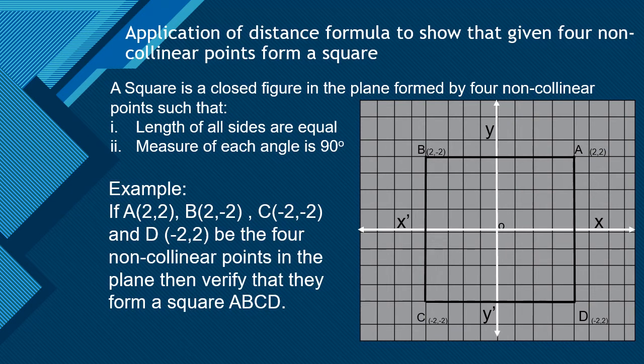If A with the coordinates (2, 2), B with the coordinates (2, -2), C with the coordinates (-2, -2) and D with the coordinates (-2, 2) be the 4 non-collinear points in the plane, then verify that they form a square ABCD. So here students, we have just plotted these points on the coordinate axes. The scale selected is 2 square boxes along both axes equal to 1 unit. After joining the points, we found this square ABCD.